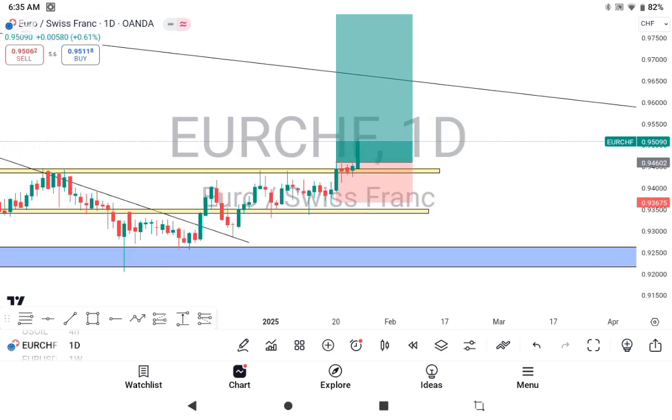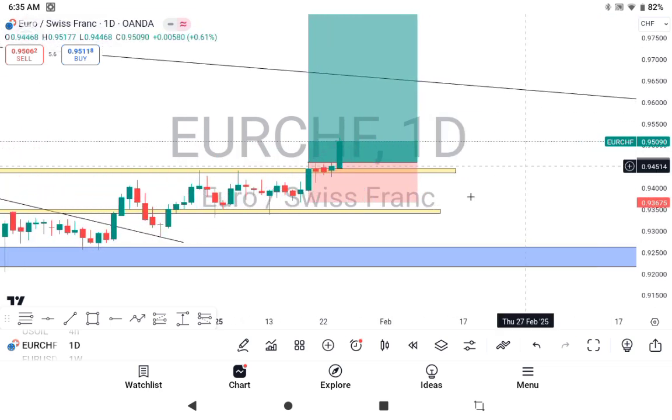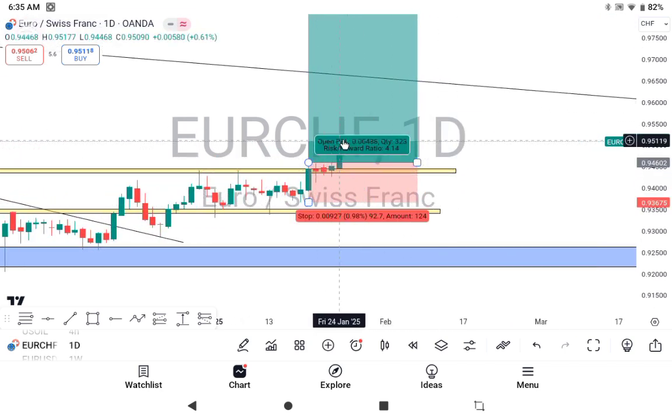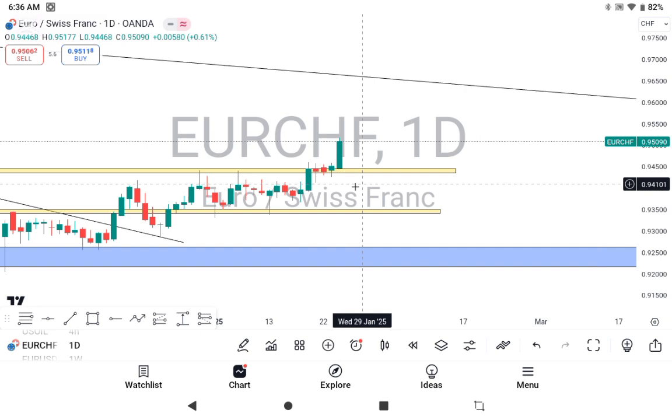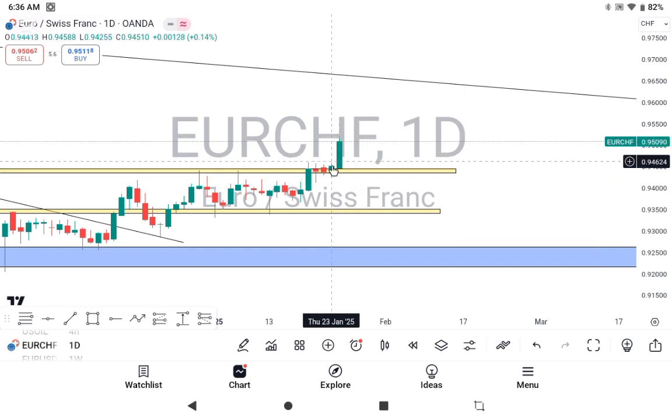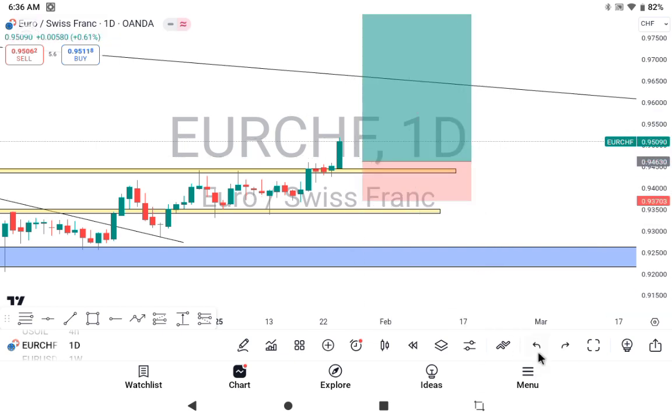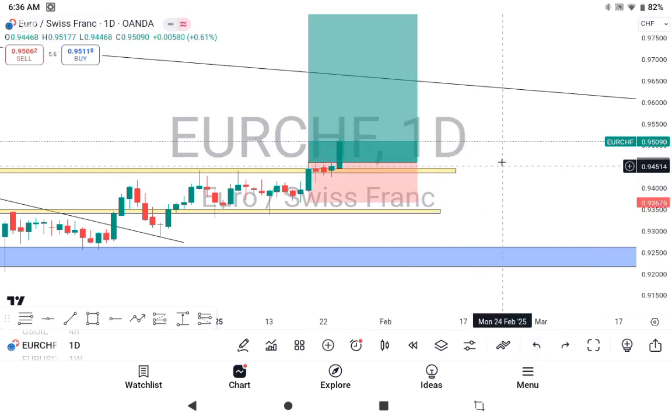Look at it. This is a bullish engulfing candle on the daily time frame. This is telling us that when the new market week opens, we should see more buys on EURCHF.